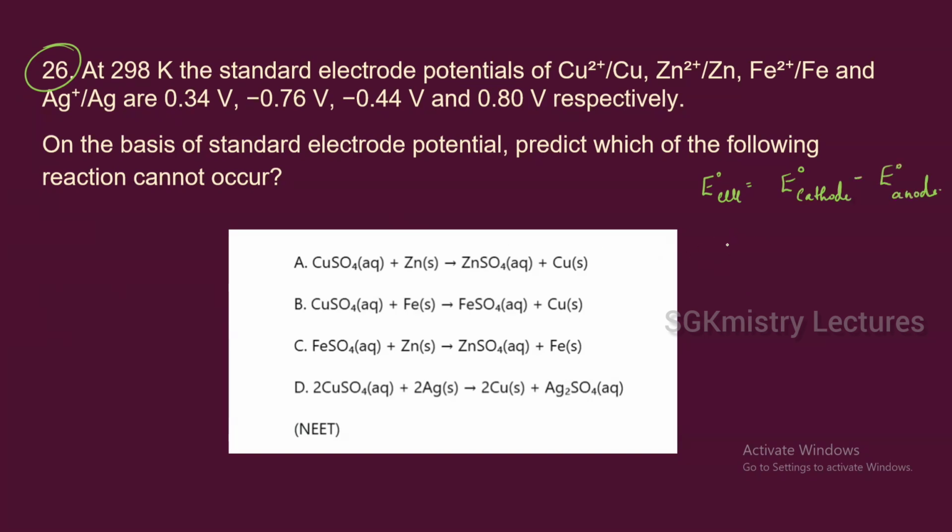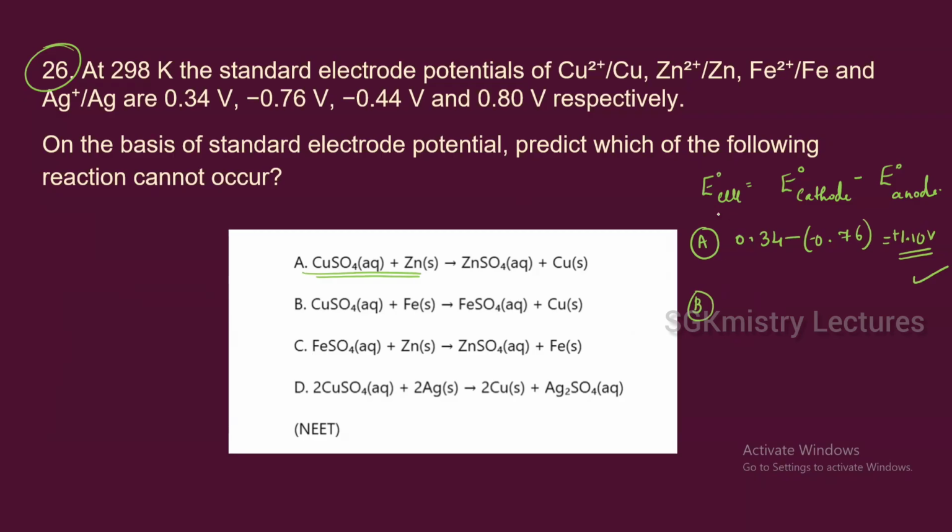So for the first one, that is for A, copper sulfate plus zinc gives ZnSO4 plus Cu. For CuSO4 and zinc, this particular couple, at the cathode we have 0.34 minus the reaction at the anode, which is for the zinc, so minus 0.76. So 0.34 plus 0.76 gives you 1.10 volt. So it is positive. That's why this particular reaction can take place. So this reaction occurs.